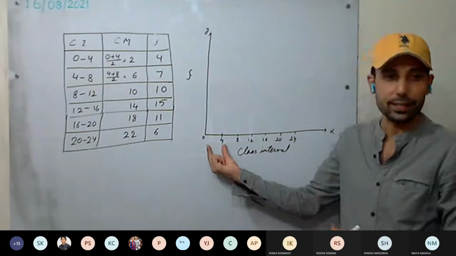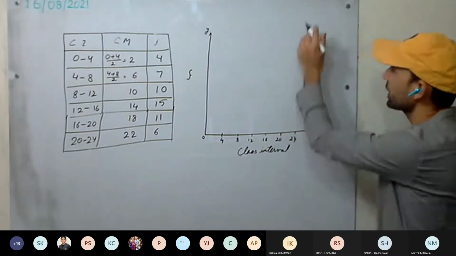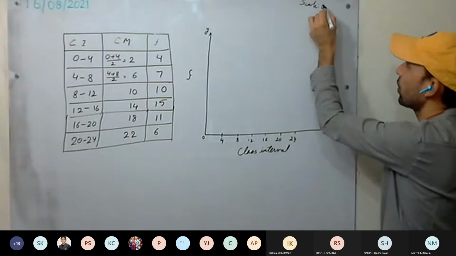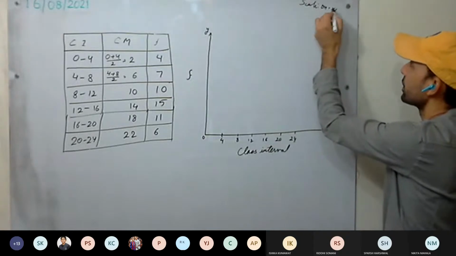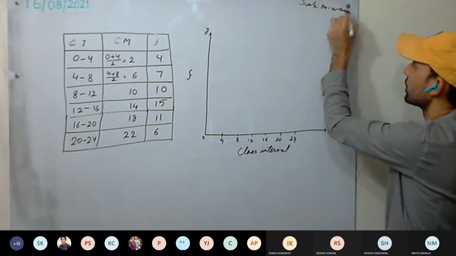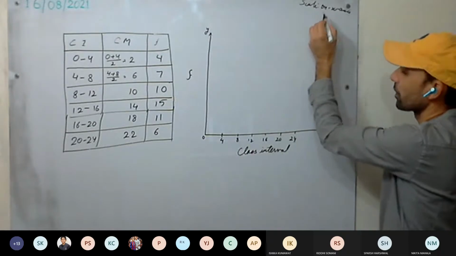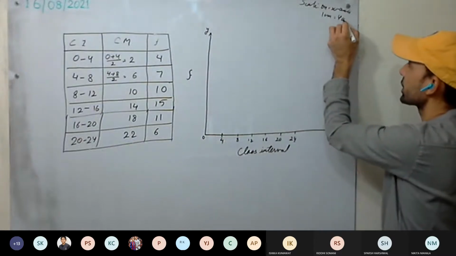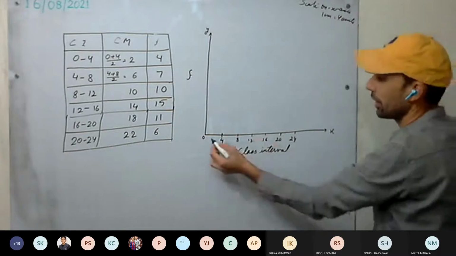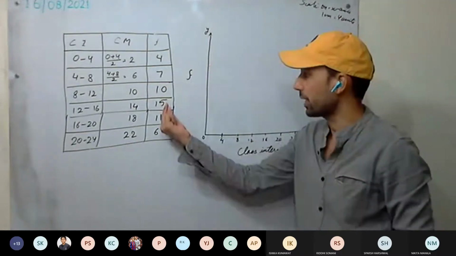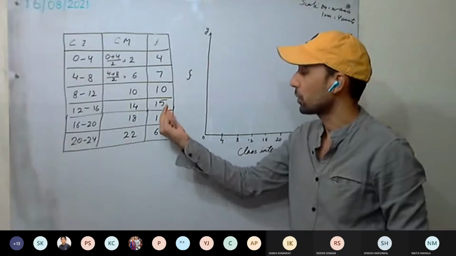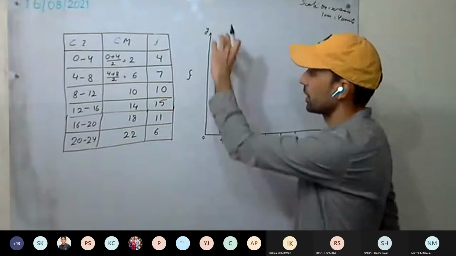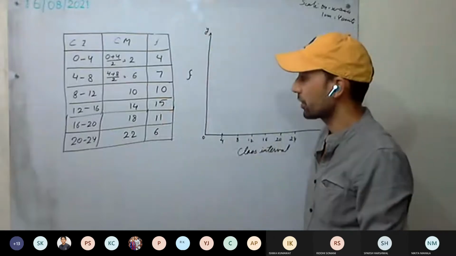So how have we taken the scale here on x-axis? You can write somewhere here on top. Scale on x-axis: 1 centimeter equal to 4 units. Okay. And y-axis we have to take. See how many are there? Up to 15. 15 is the highest. So how are you going to take 15?